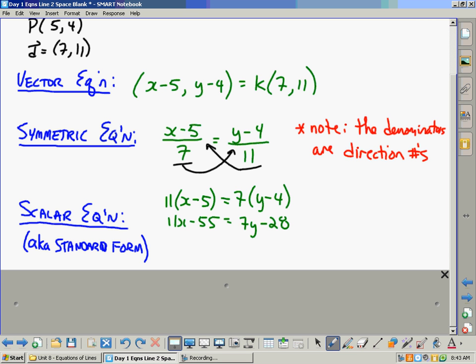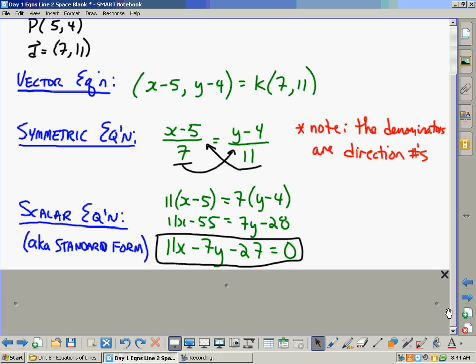And if you remember from way back in grade 9, standard form has all of the letters and numbers on one side and equal to 0. So we're going to leave the 11x here. We're going to bring the 7y over, and it becomes subtract 7y. The minus 55 is okay, but we're going to bring over the minus 28. So minus 28 becomes plus 28. And so it's minus 55 plus 28, and off the top of our head, it's minus 27 equals 0. And then that here is the standard form.